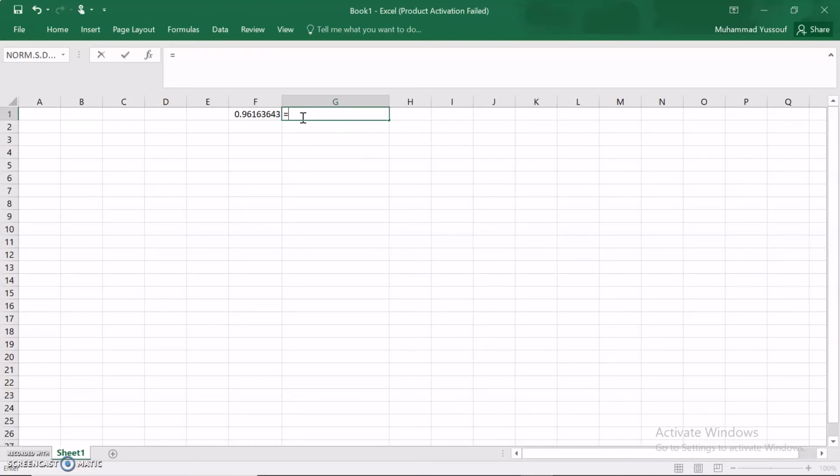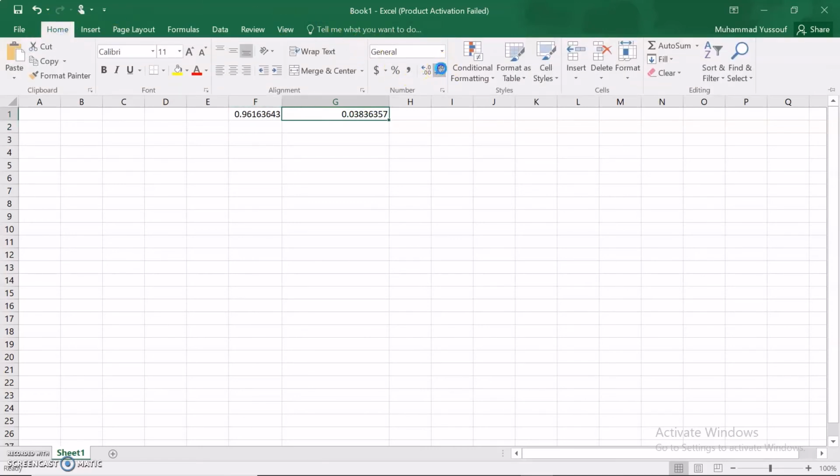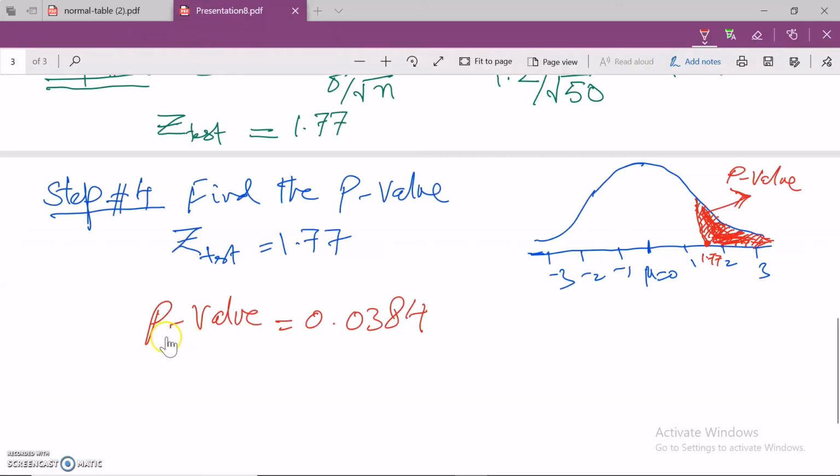So 1 minus this cell address, and this gives me this value. Let me round it to 4 decimal places. So the area comes out to be 0.0384. Okay, so this is the p-value, 0.0384. So we have our p-value. The p-value is 0.0384.